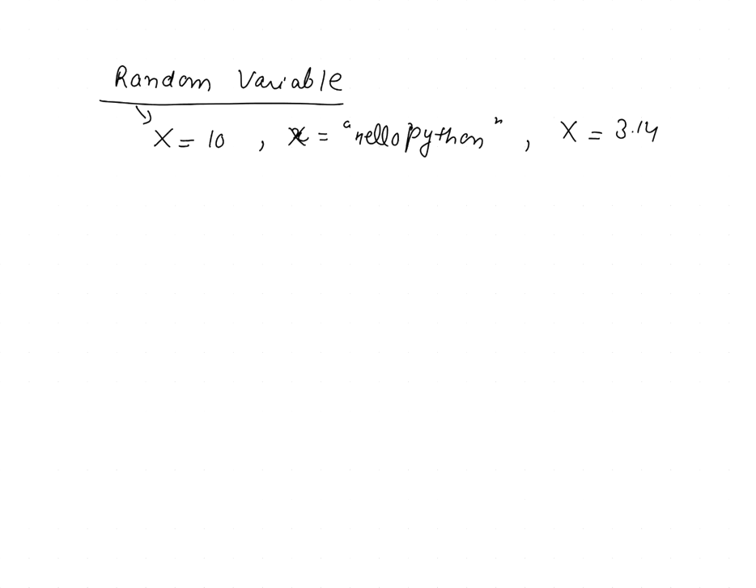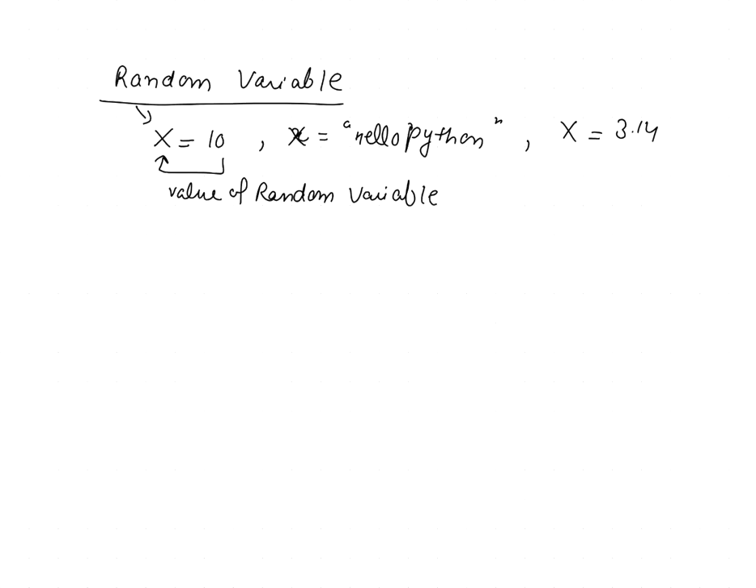And what will be the random variable name? And what is this? This is the value of the random variable. Okay. So this is the random variable.